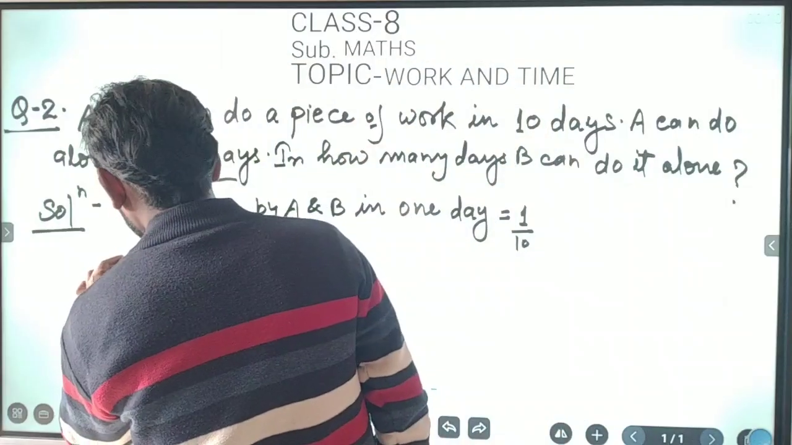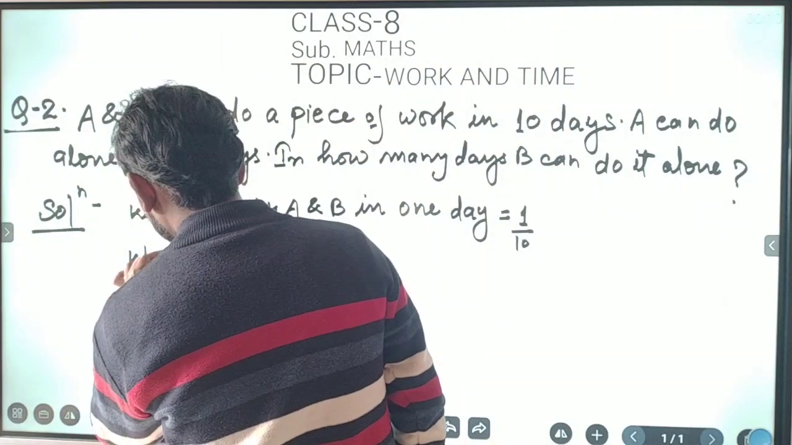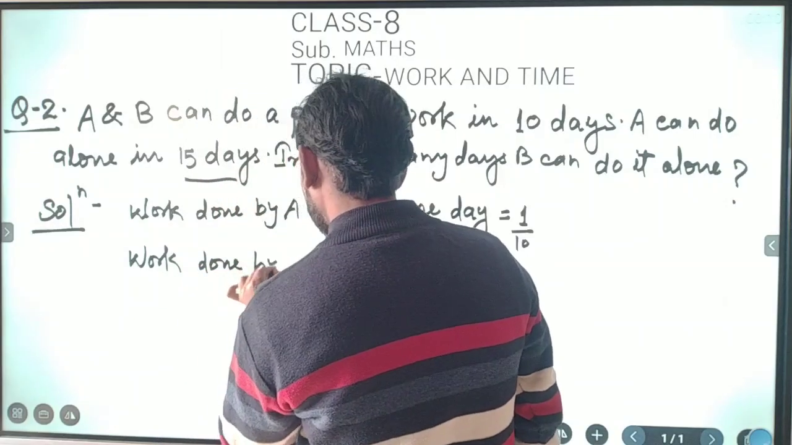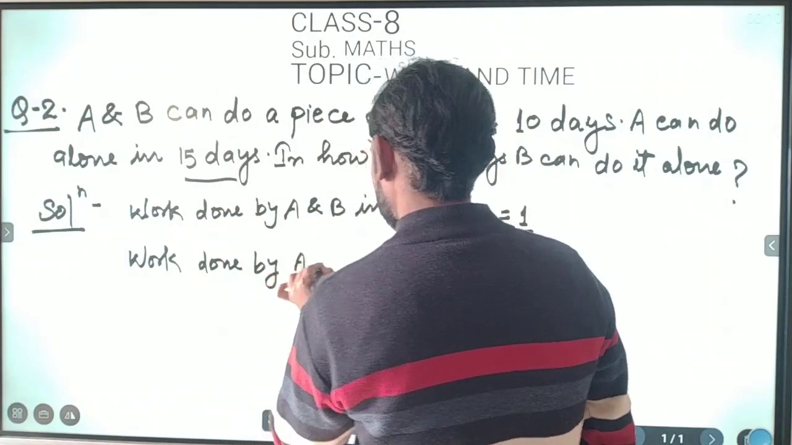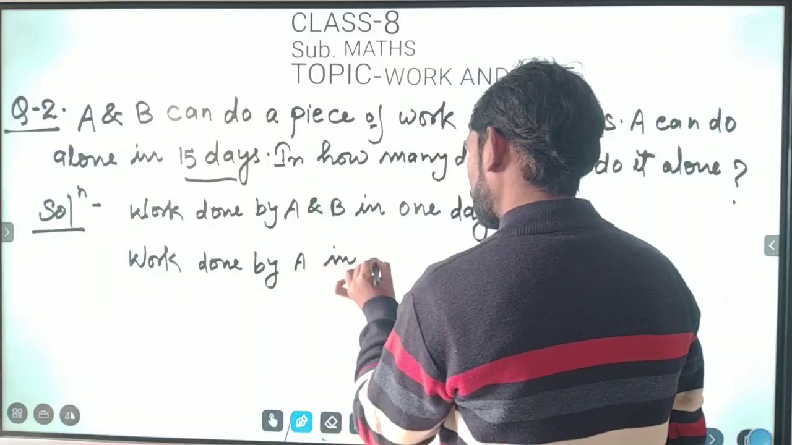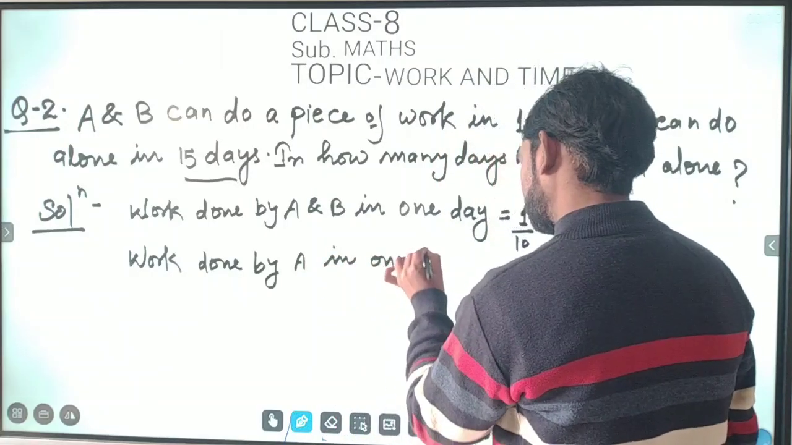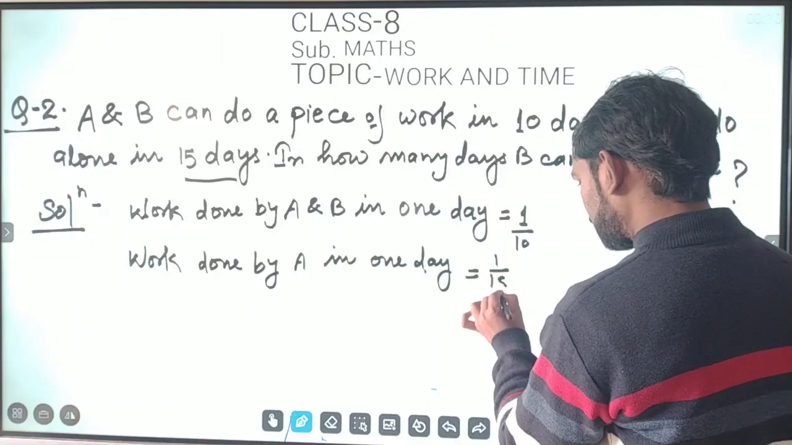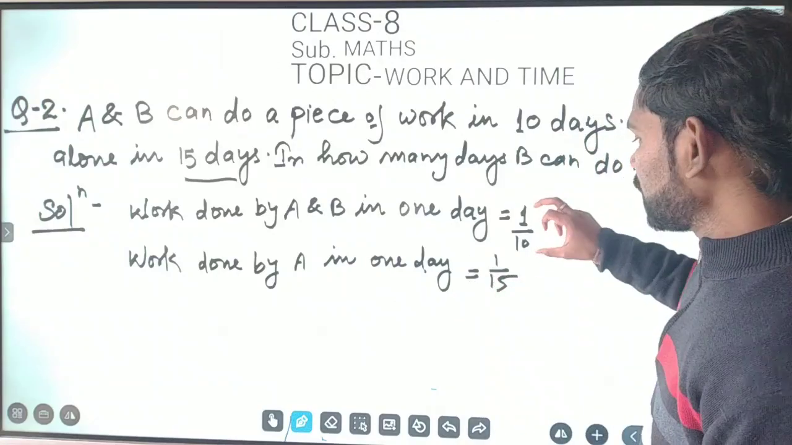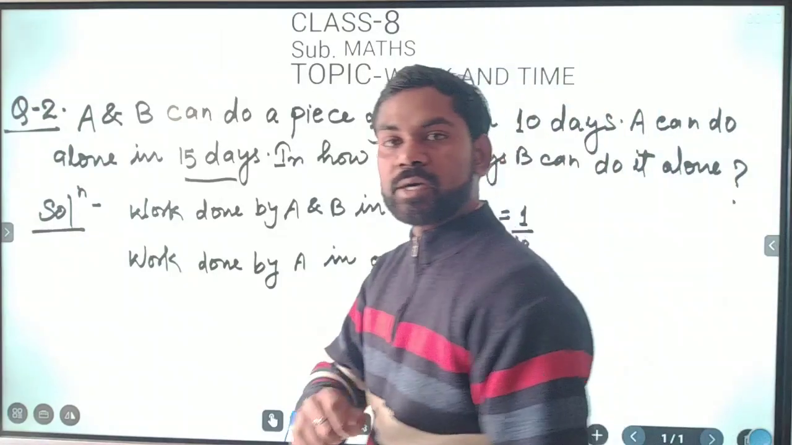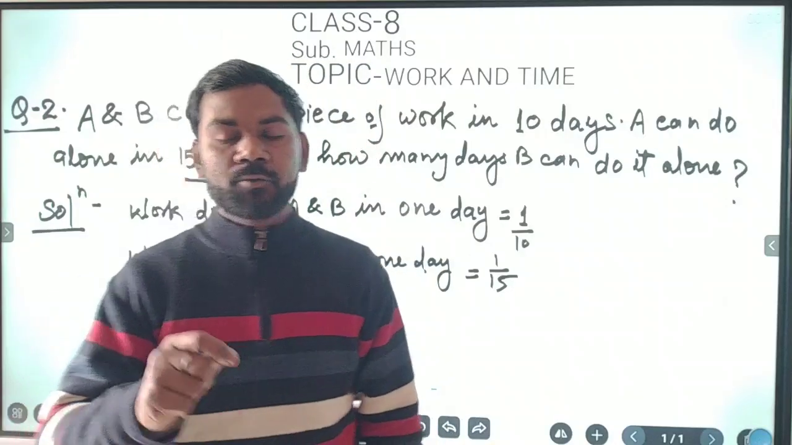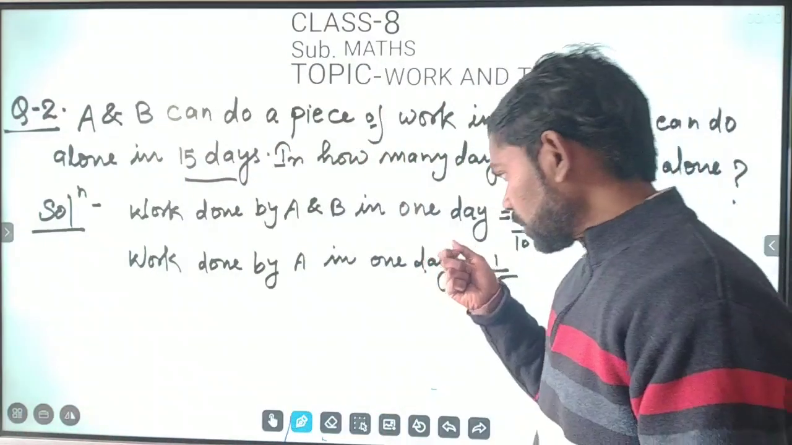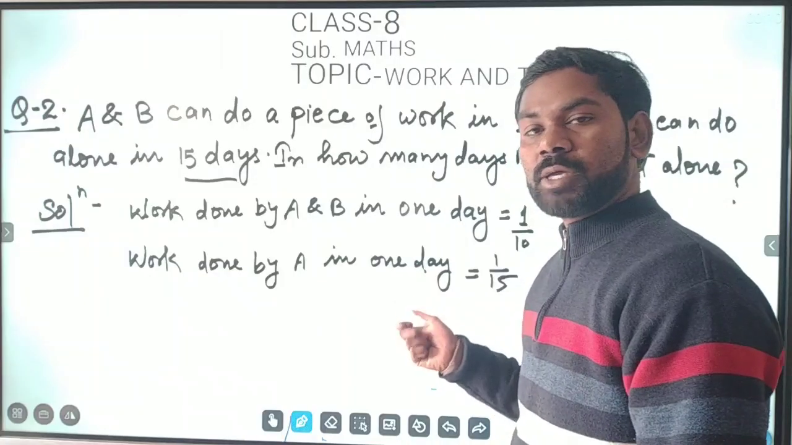Similarly, work done by A in 1 day is equal to 1 by 15. So this 1 by 10 represents the work done by A and B in 1 day, and 1 by 15 represents the work done by A in 1 day.